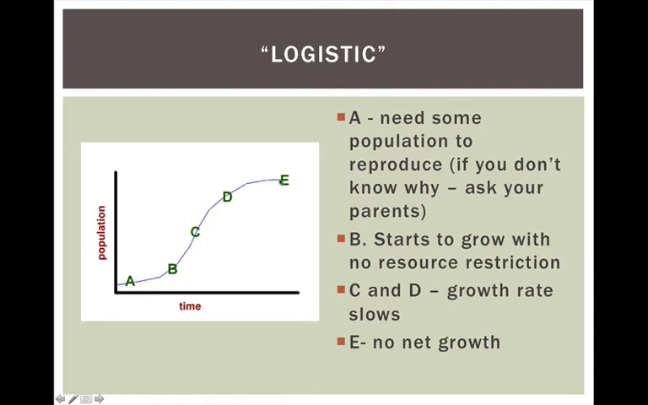And finally at E, it's slowed down to 0, and that means no net growth. Maybe birth rate equals death rate, or if it's a single population, the population is actually at 0 growth rate. This is where there's no increase in the population. So that's the logistic growth model, or sigmoidal.